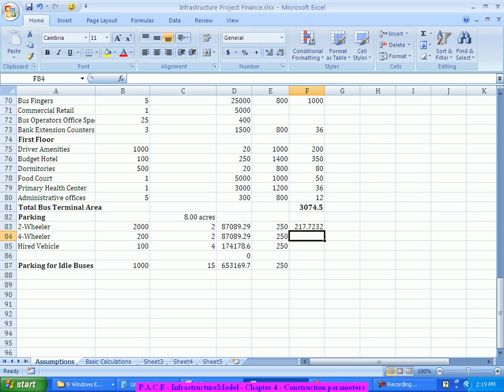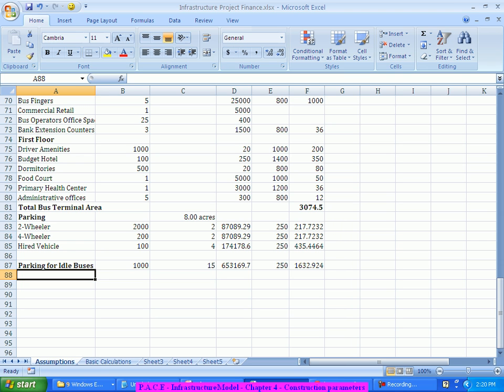Almost 217 lakhs, about 2 crores, it is costing me just to develop the two-wheeler parking. And in the same way, another 16 crores for parking for idle buses and 4 crores for developing the four-wheeler parking or hired vehicle parking. So these are the costs that are coming up for my parking.